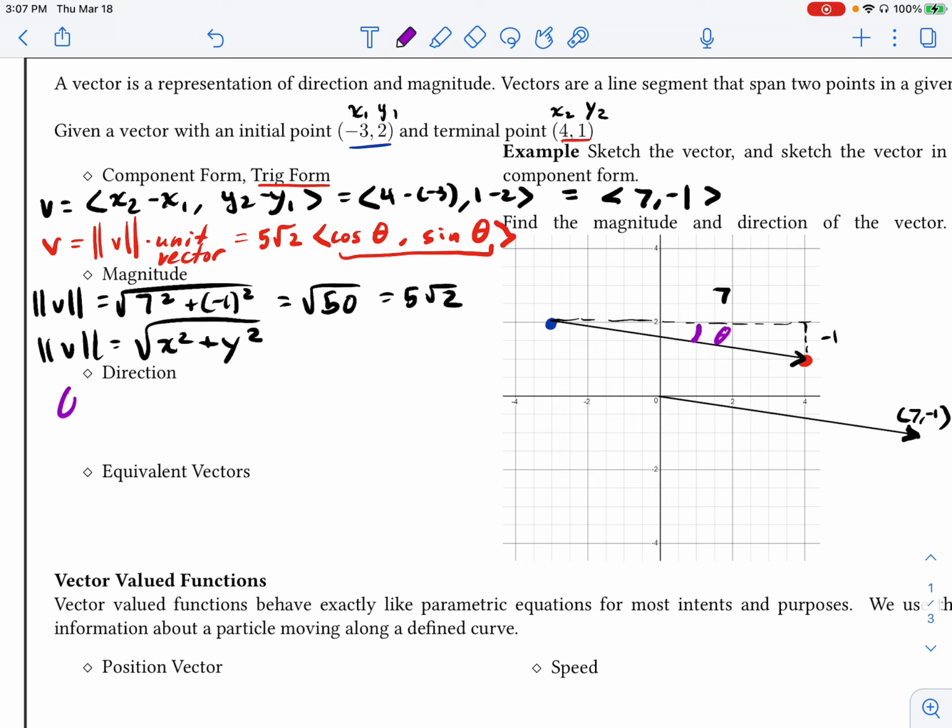And the answer is we would use the inverse tangent function. We would say the arctangent of y over x, so -1 over 7, and that gives me -0.1419. That's in radians, or -8.13 if you're working in degrees. Either one of those work.